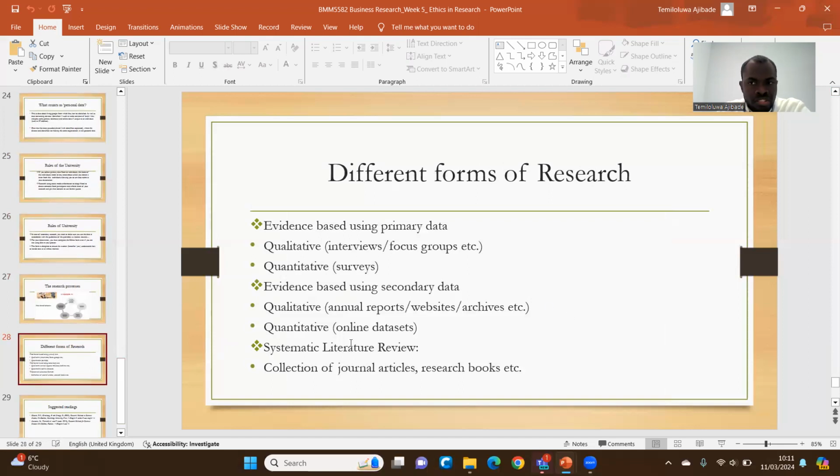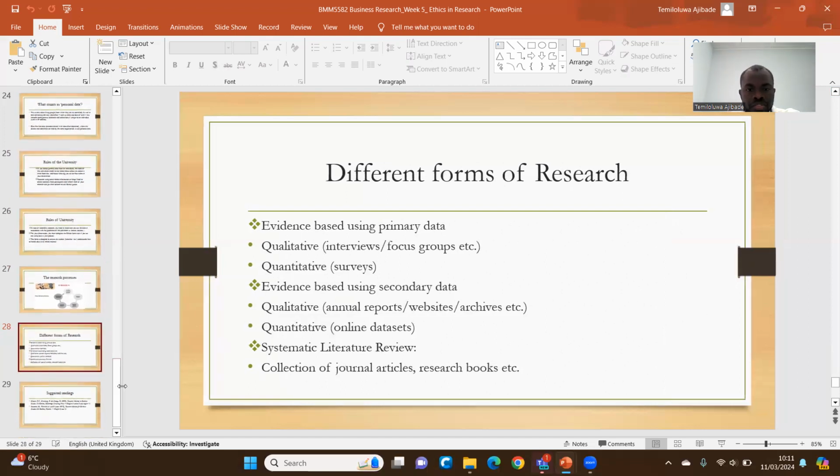Now, in conclusion, we have the different forms of research, just as displayed here. We have evidence-based using primary data. This one can be either qualitative or quantitative. Qualitative, you are using interviews, observations, focus groups. Quantitative, you are using questionnaires, that's survey. Evidence-based using secondary research. That one, you can use qualitative from annual reports, websites, to make conclusions. And then you have quantitative, which is your online data set.